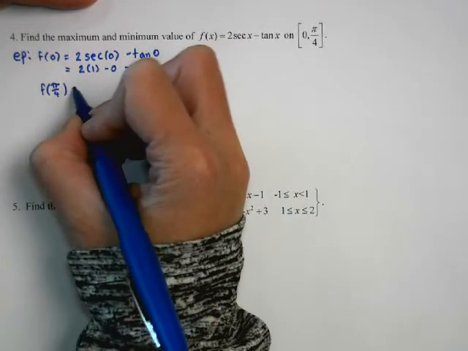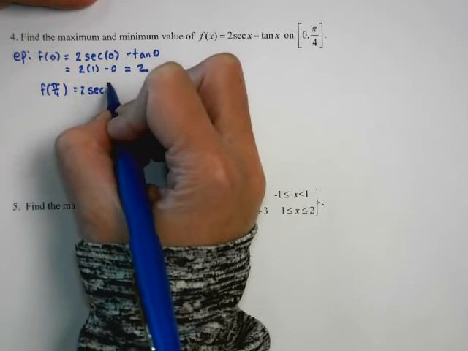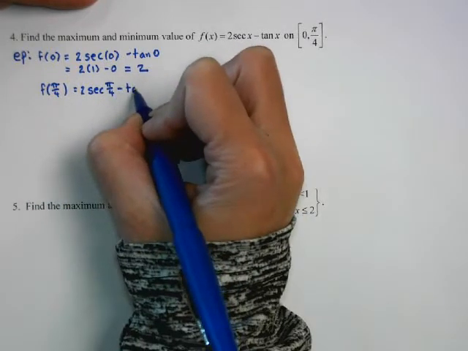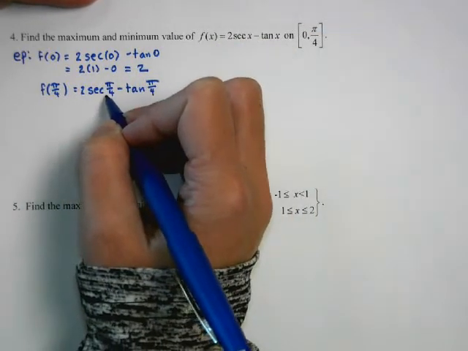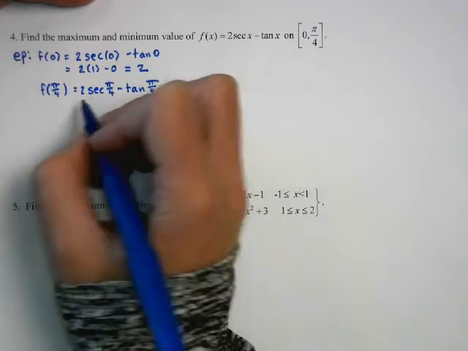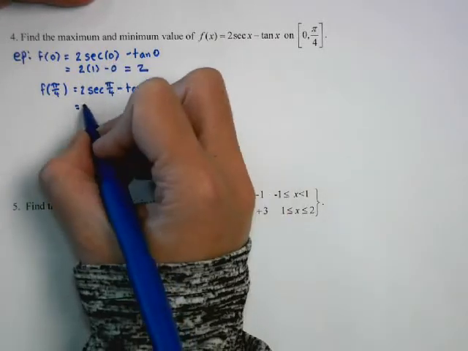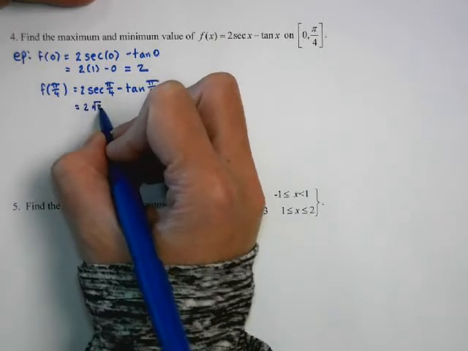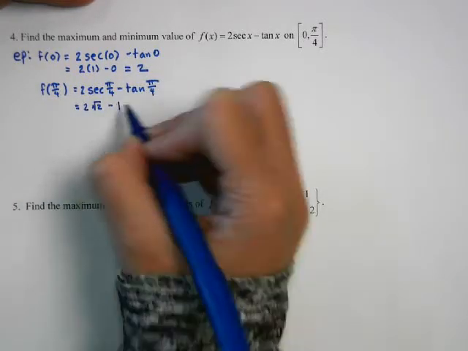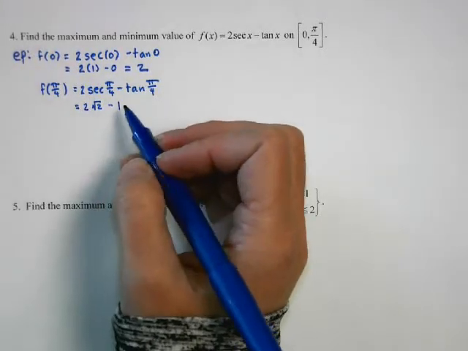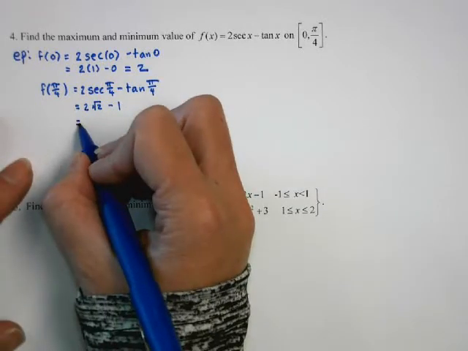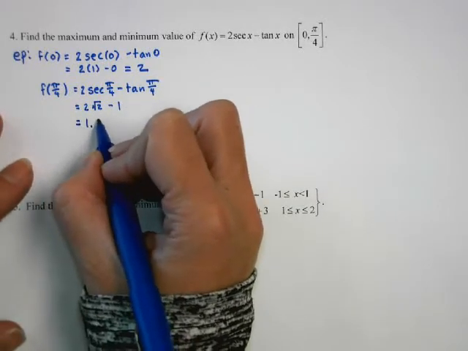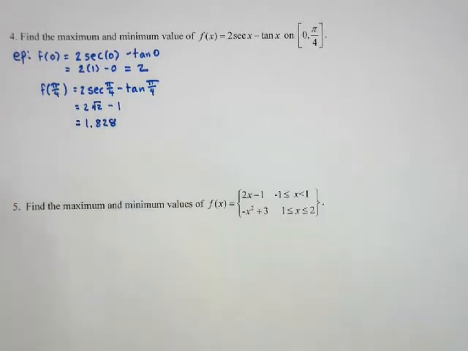F of pi over 4, we're going to have 2 secant pi over 4 minus tangent pi over 4. So cosine of pi over 4 is root 2 over 2. The reciprocal of that is root 2. So we'll have 2 root 2 minus tangent of pi over 4 is 1. That's great, but numerically, is this bigger or smaller? So if you just type that in the calculator, you're going to get 1.828, which gives us a better feel. So right now we've got 1.828.